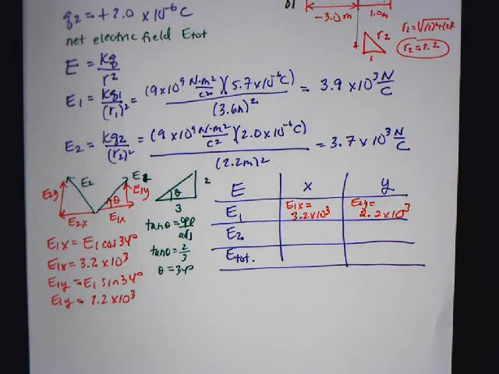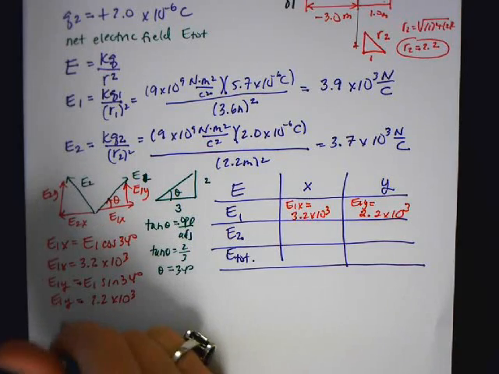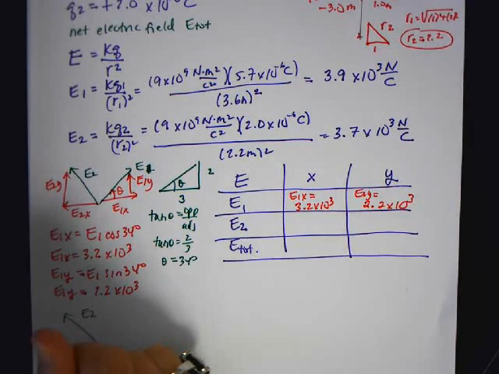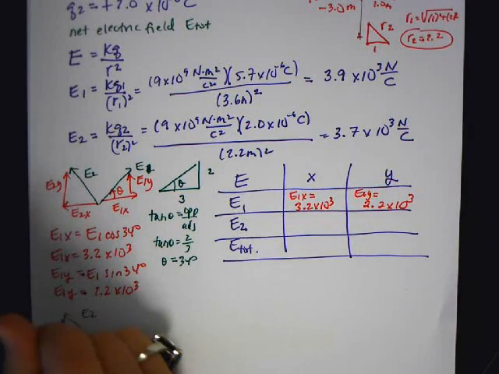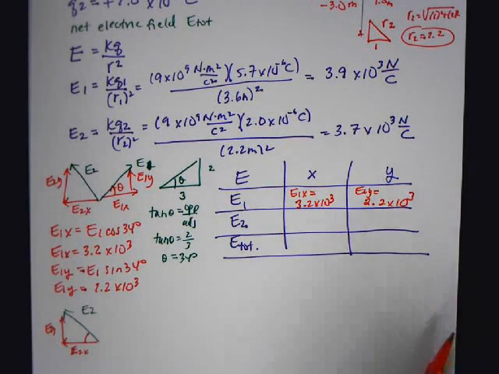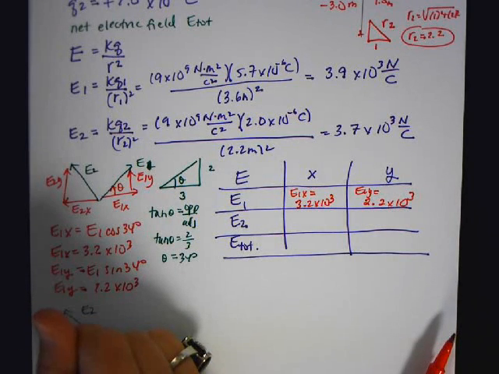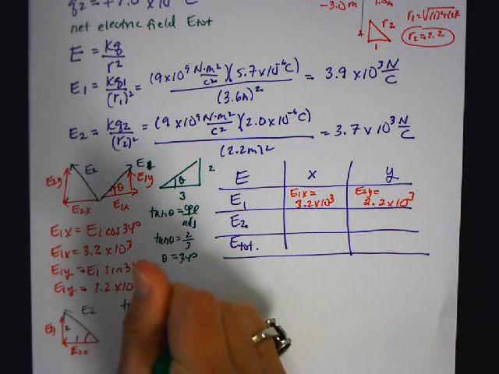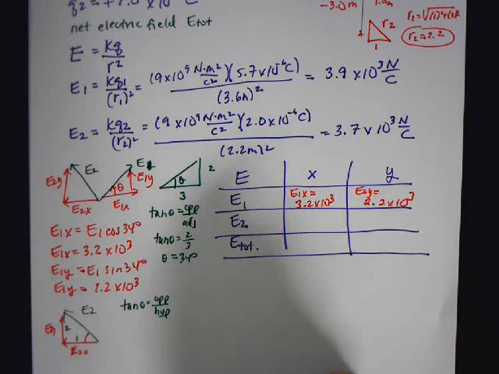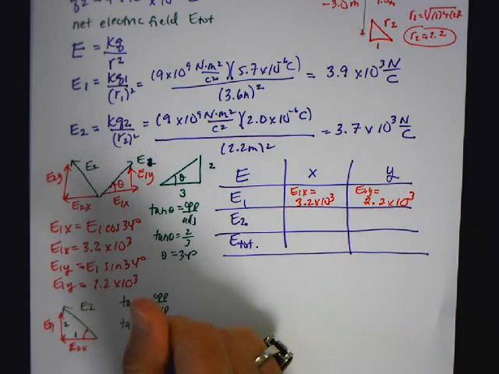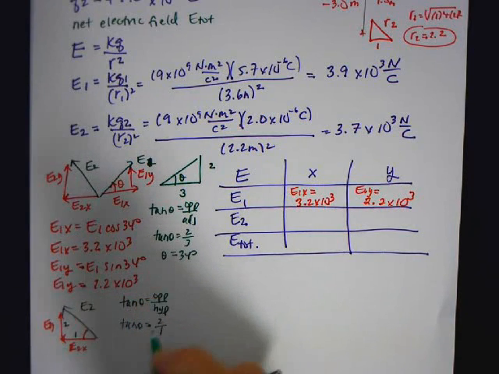Now I'm going to do the same thing for E2. So here's E2. So remember, this is E2, E2x and E2y. I need to find this angle. Remember, if I look back at the chart, this side was 1, this side was 2. So I can say tan of theta is opposite over adjacent. Remember, these are similar triangles. So tan of theta is equal to 2 divided by 1. So theta comes out to be 63 degrees.